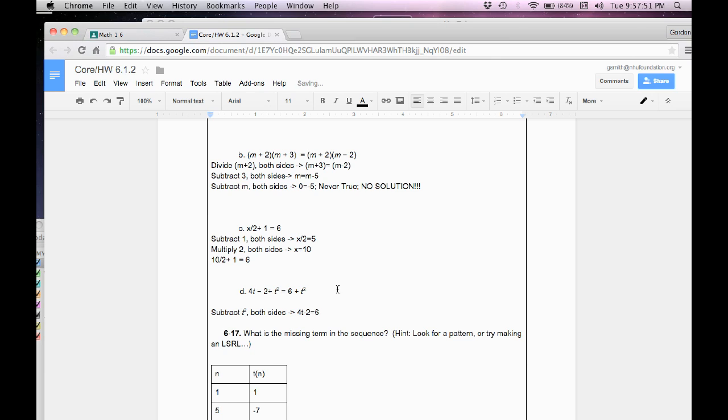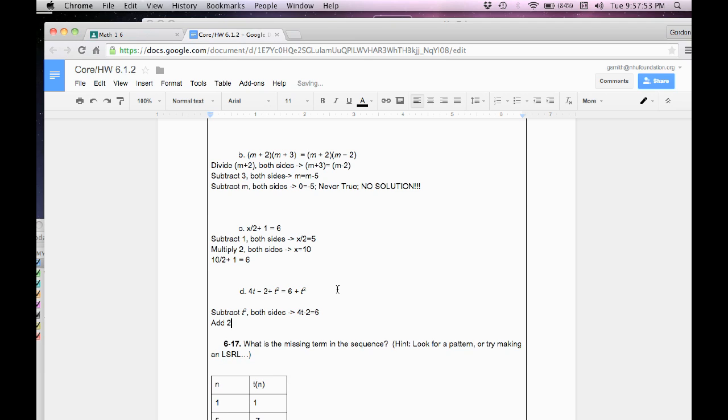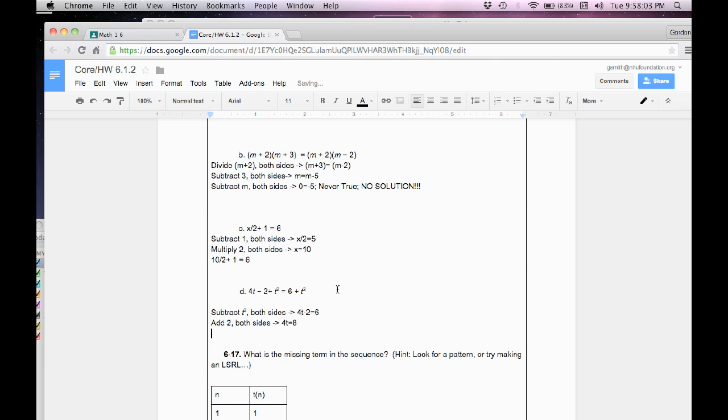So now it's simple. We'll just add 2 to both sides, and that will yield 4t is equal to 8. Divide by 4 on both sides. And that will give us t equals 2.